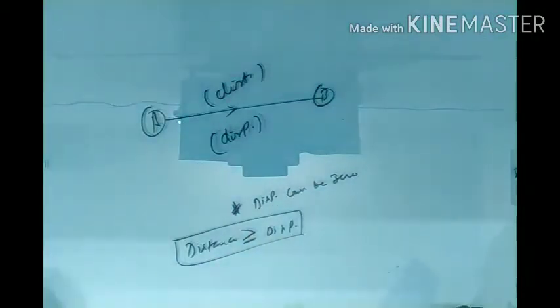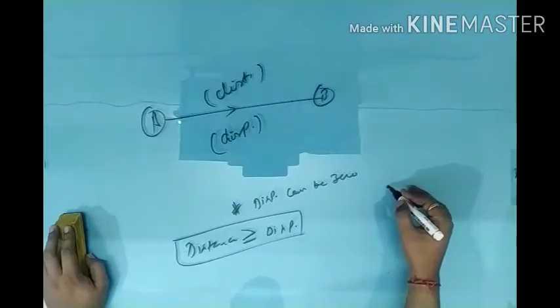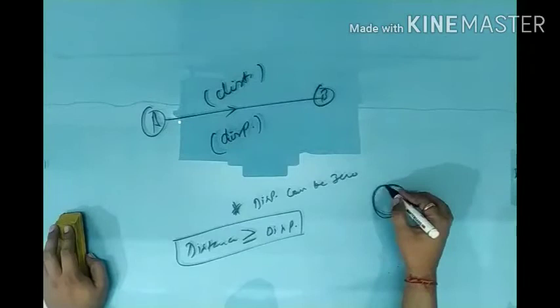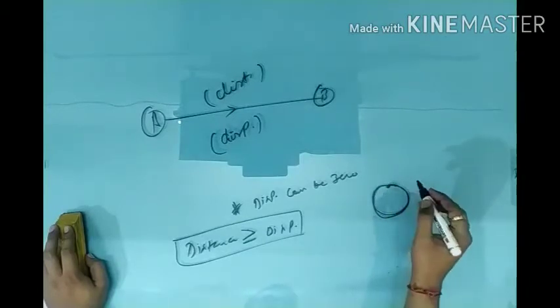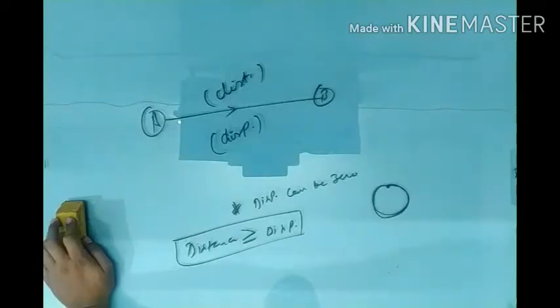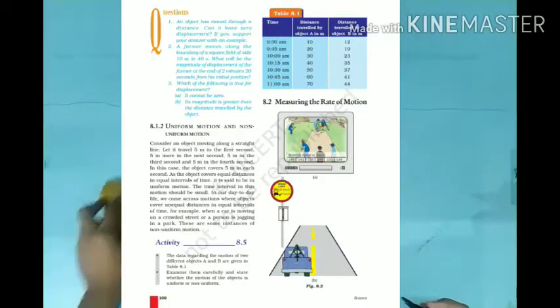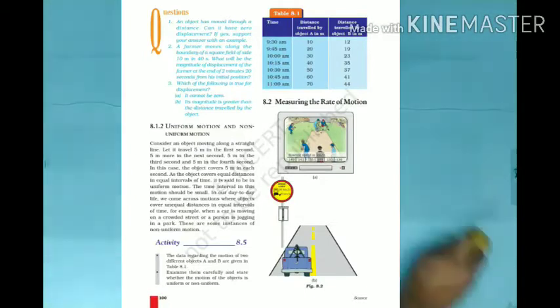if a person is moving in a round path. He reaches the same point after a fixed interval of time, or after he completed its rotation. So it means displacement can be 0 and distance cannot be 0. Distance is greater than or equal to displacement. So next, come to the next topic, that is uniform and non-uniform motion.